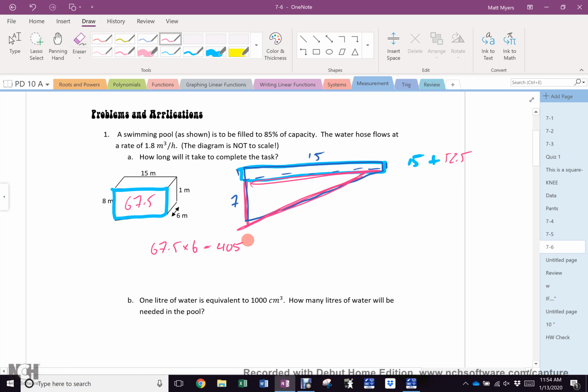But am I filling the pool? No, I'm only filling it 85% full to get 344.25 meters cubed. I divide that by 1.8 and I get 191.25. Or, if you're really going to do it properly, 191 hours, 15 minutes. Yeah? Huh? You wanted to go to days?